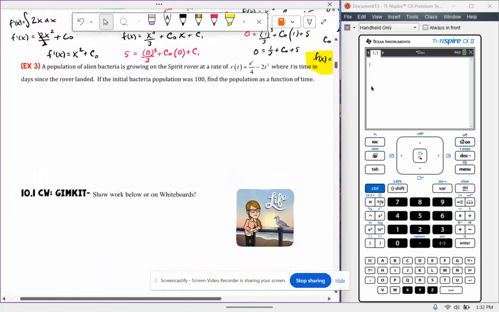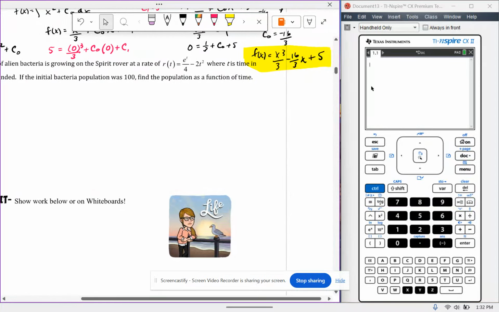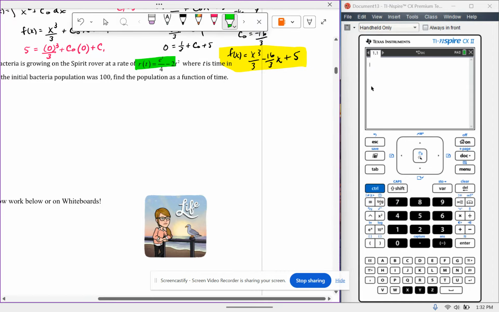A population of alien bacteria is growing on the Spirit rover at a rate of, okay, so I wanted to give you this one because if you're given a rate, what do you think that corresponds to? Yeah, it's like the derivative, right? Or the velocity, it's a rate, right? So it all kind of lumps together and you're like, oh, so you've been given the derivative and now let's see what I have to do with it.